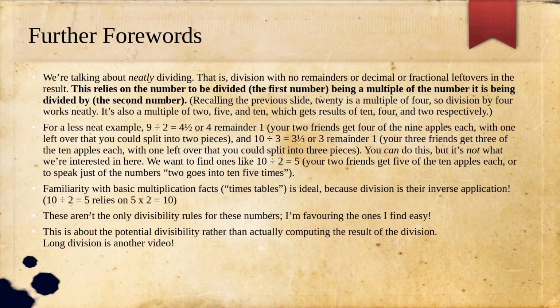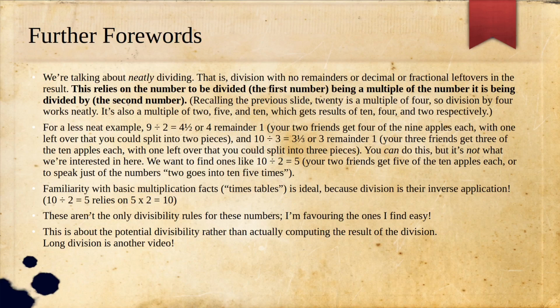It's less neat, but you can divide non-multiples. 9 is not a multiple of 2, but it does encompass 2 4 times with 1 left over. 9 divided by 2 is thus 4 1/2, or 4 remainder 1. Your 2 friends get 4 of the 9 apples each, with 1 left over that you could split into 2 pieces. And 10 is not a multiple of 3, and so 10 divided by 3 is 3 1/3, or 3 remainder 1. Your 3 friends get 3 of 10 apples each, with 1 left over that you could split into 3 pieces.